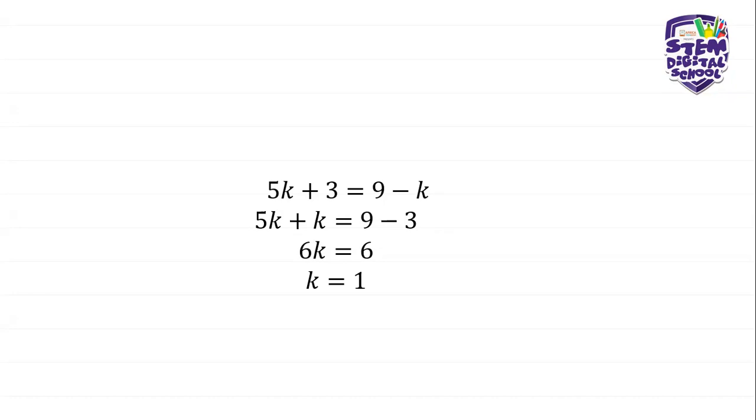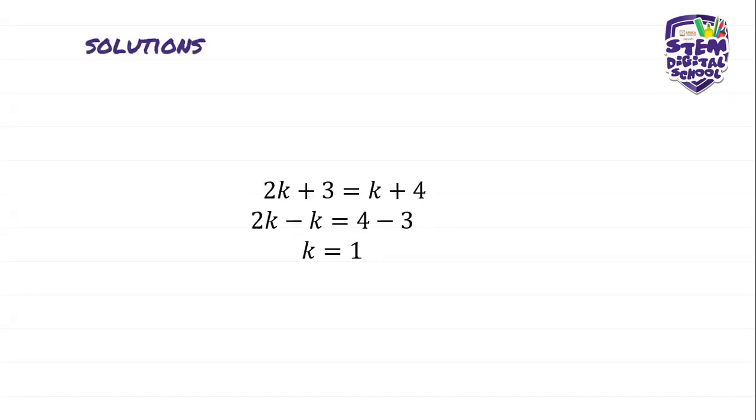So now that we have found the value of k, we can proceed to the next equation. Again, 2k plus 3k. This is the new equation altogether. 2k plus 3 is equal to k plus 4. And then again, you group the like terms. Left-hand side, 2k minus k. The right-hand side, 4 minus 3. And then we say that 2k minus k is k, and 4 minus 3 is 1.